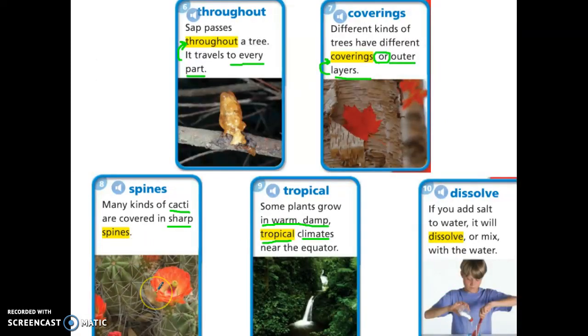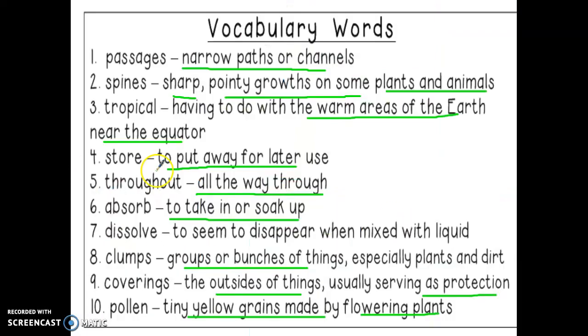And last we have dissolve. If you add salt to water, it will dissolve or mix with the water. Okay, there's my word or. So mix and dissolve must be like synonyms. So dissolve meaning something like mixing in the water. Dissolve in our list says to seem to disappear when mixed with a liquid, like the salt. When it mixes with the water, it would disappear, dissolve.